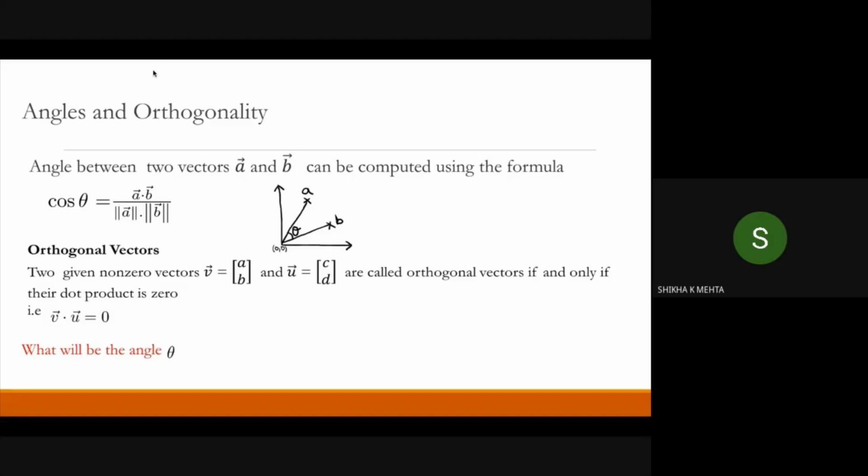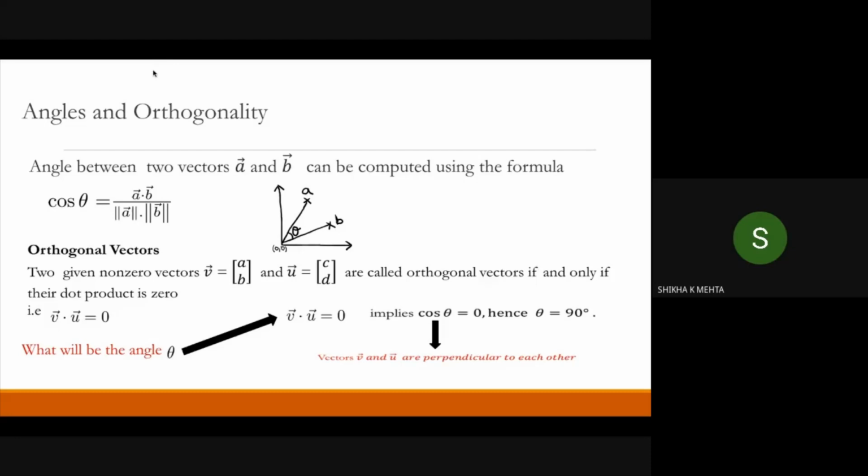So if the dot product of two vectors u and v is equal to 0, what will be the angle between these two vectors? There is a relationship between them, and this angle information helps us in working with various machine learning applications. When the dot product of the two vectors is 0, that means cos theta is equal to 0, and cos theta is 0 when theta is equal to 90 degrees. In that condition, we say vectors v and u are perpendicular to each other.